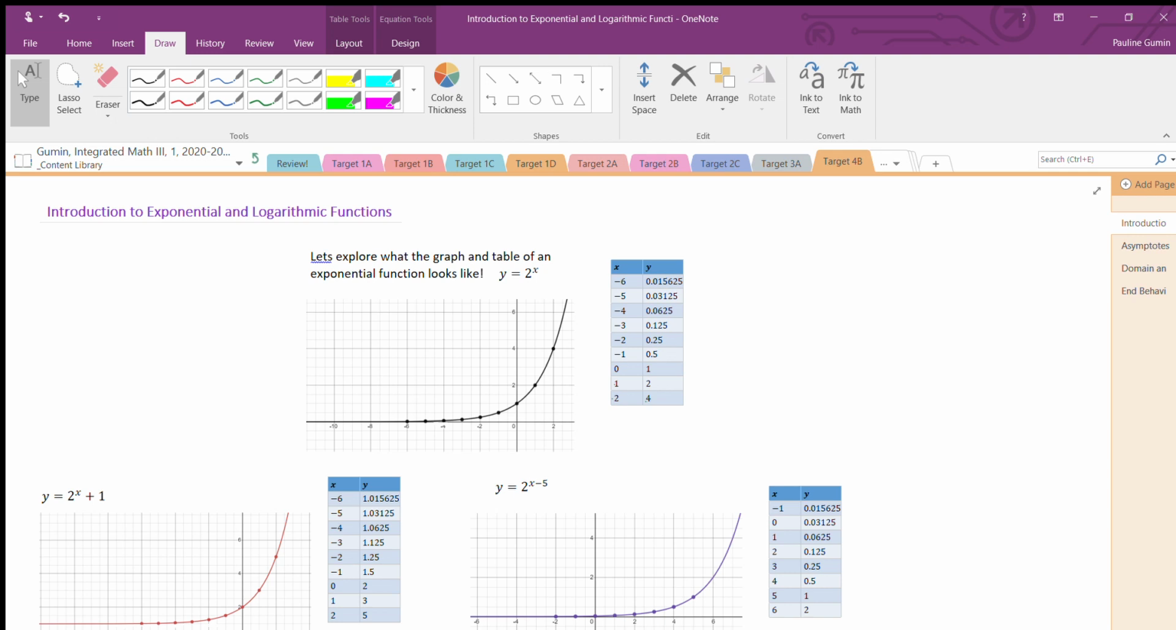Hello, and welcome to a little video about the introduction to exponential and logarithmic functions. Let's start off with exponents.